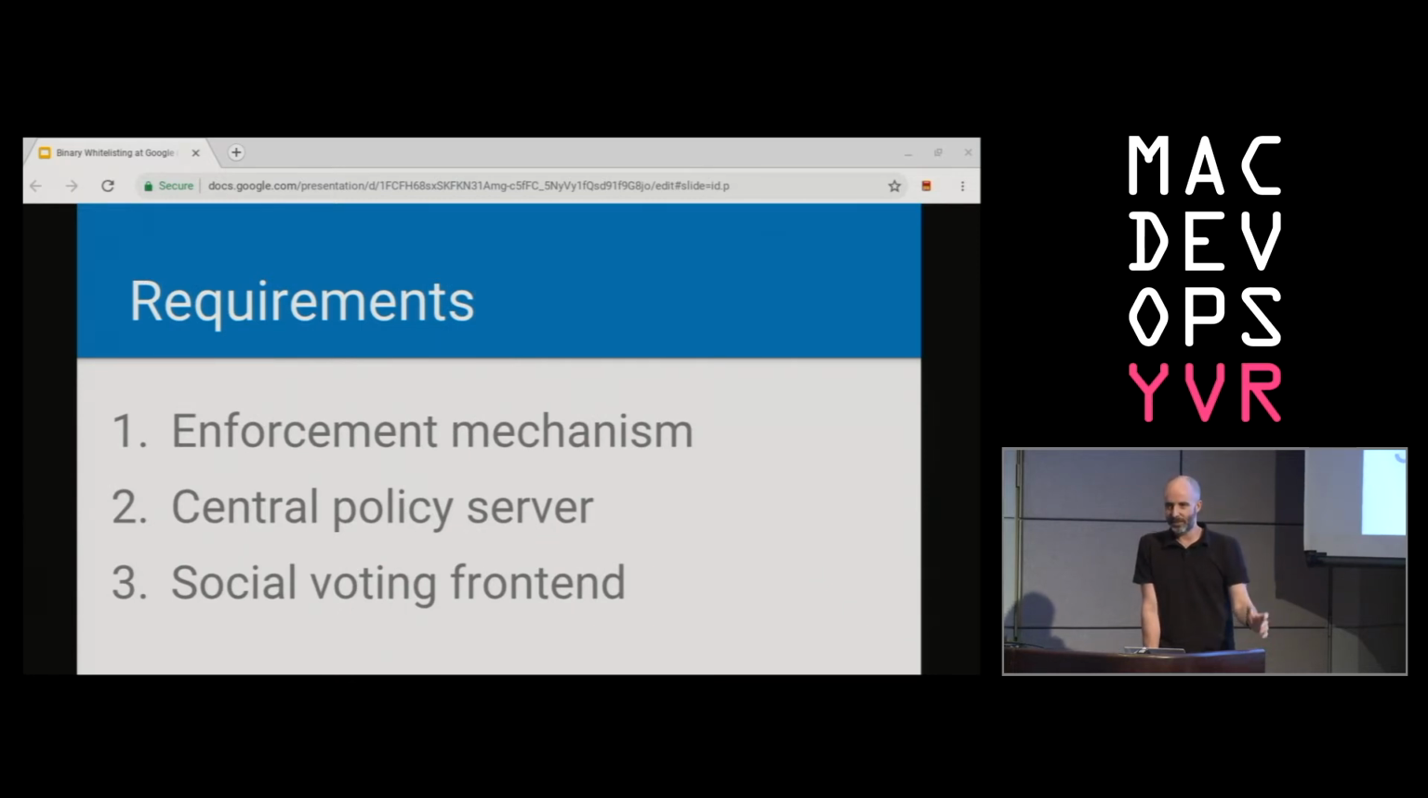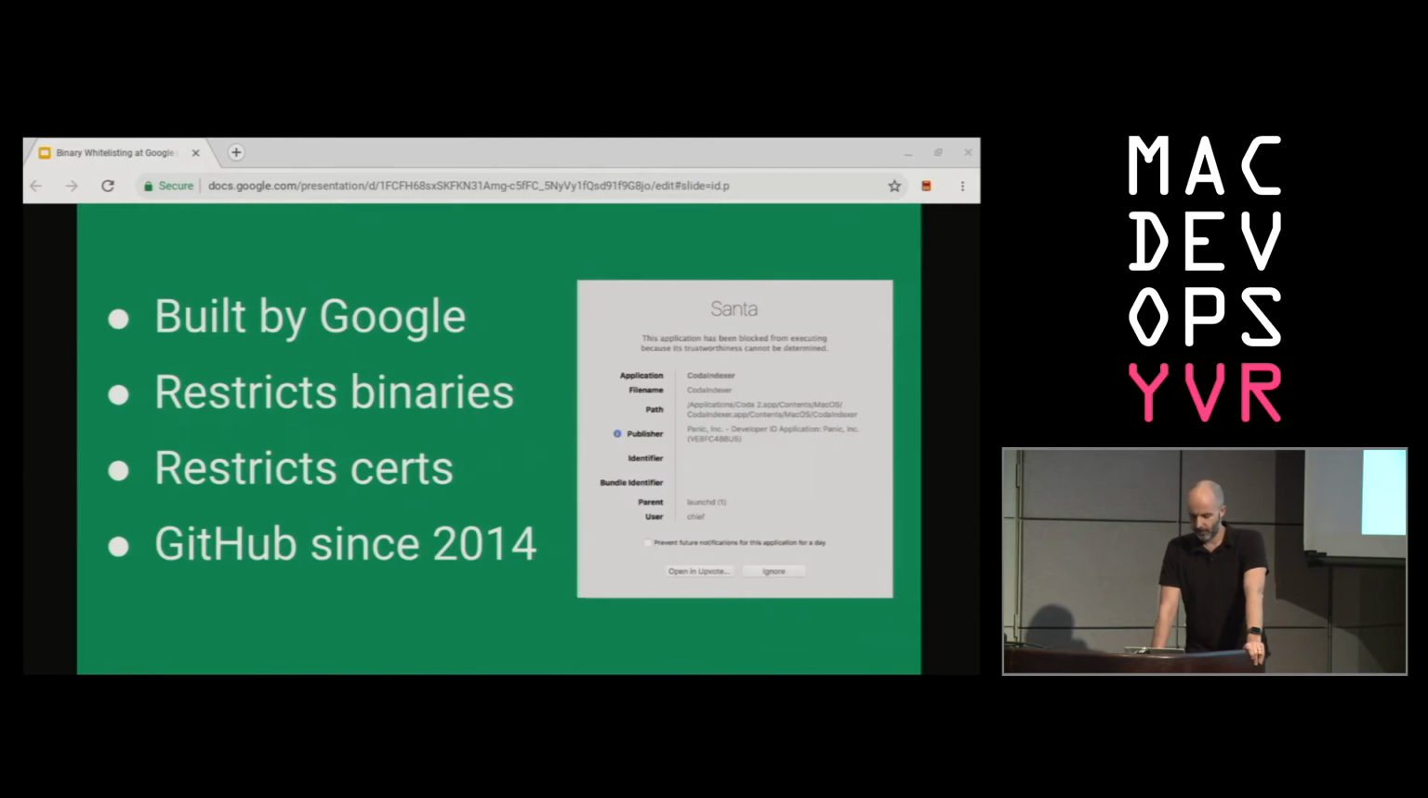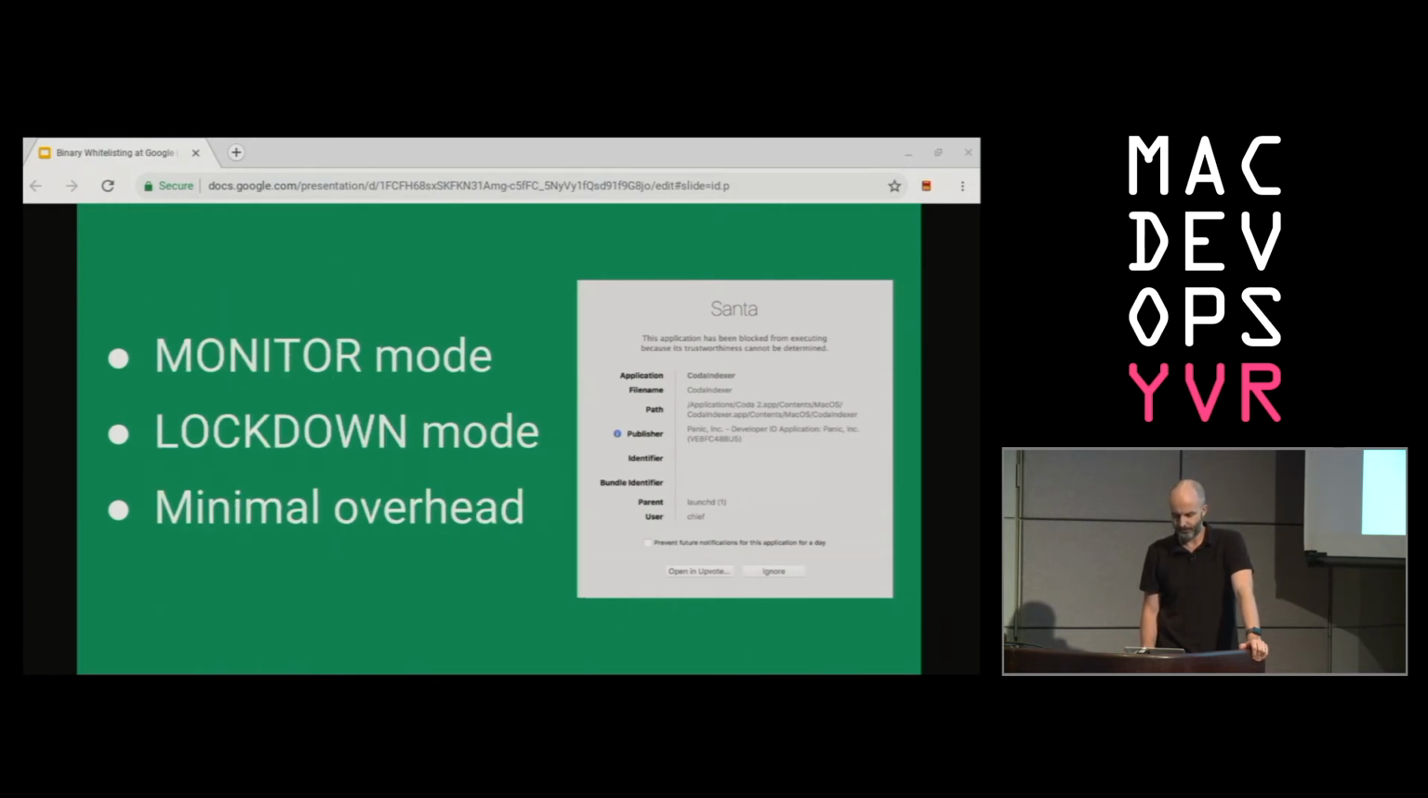So what do we need to build to make something like this work? So first we need an enforcement mechanism, which some of you are well familiar with in the form of Santa. So I'll just take a brief minute to go over what it is and what it does. I get the sense that most of you are pretty well aware of Santa. So Santa is a binary enforcement system that was built by our Mac operations team. It's able to control executions on a per binary and per signing certificate basis. And has been on GitHub for just over 3 years now.